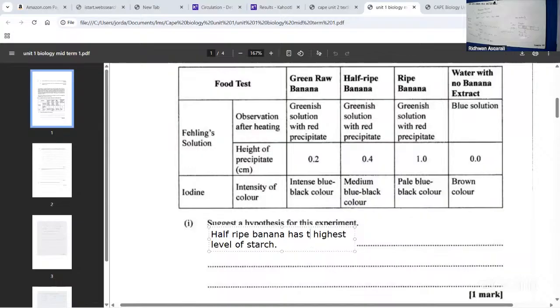So when you do the experiment, you can say, okay, the hypothesis was wrong, this was the actual result. Okay? Right, so that's one possible hypothesis: half-ripe banana had the highest level of starch. You could say ripe banana had the highest level of reducing sugars, anything along those lines, once it could be proven or disproven.